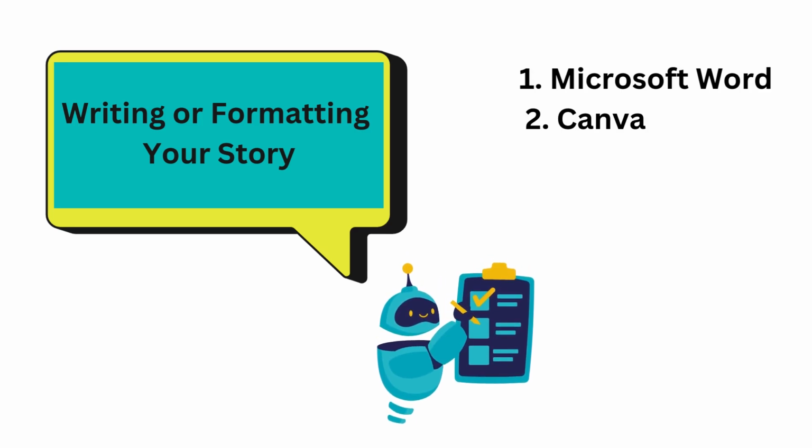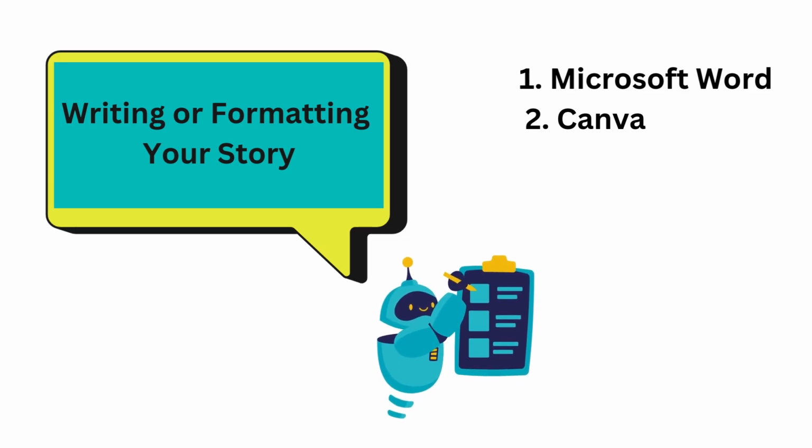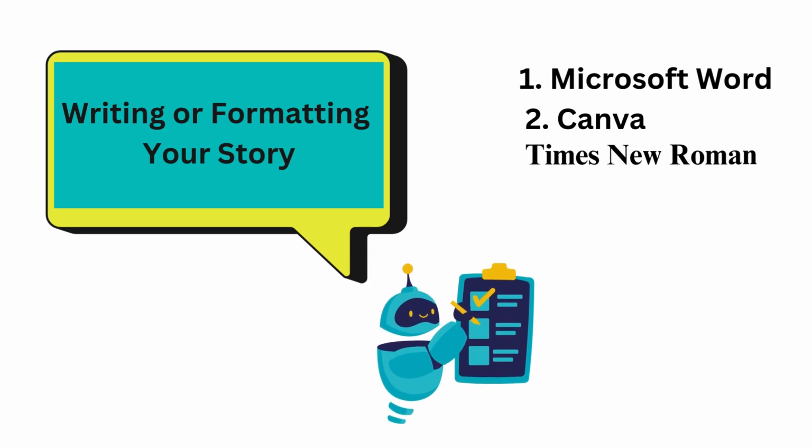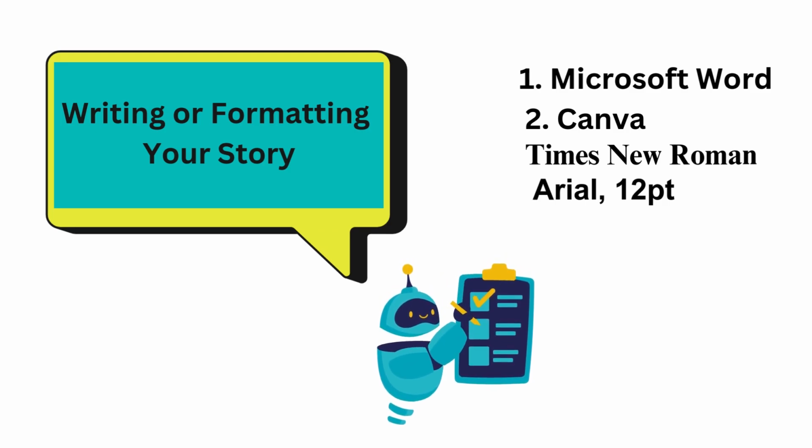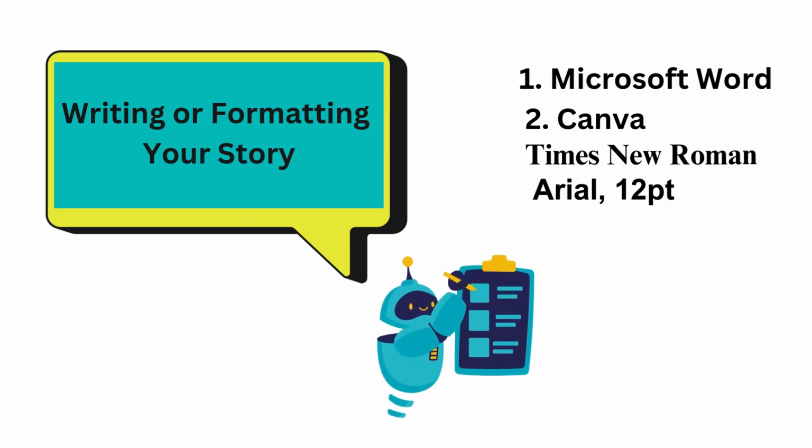Let's start with Word. You want to make sure that your manuscript is properly formatted with standard settings. Use a font like Times New Roman or Arial, 12-point size, and double space your lines. Always include a title page with the book's title, your author name, and your copyright information.